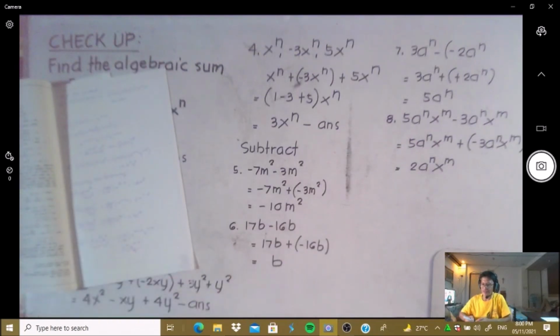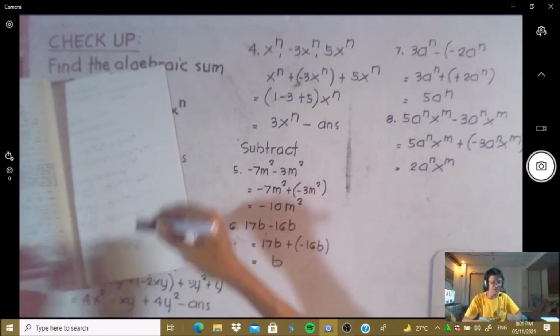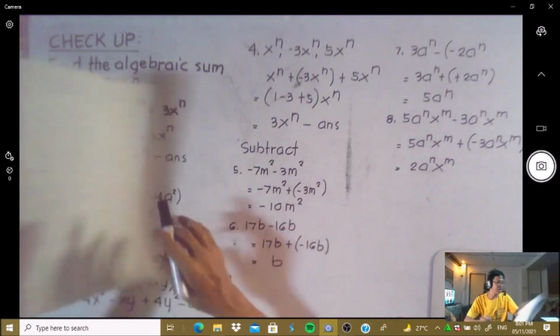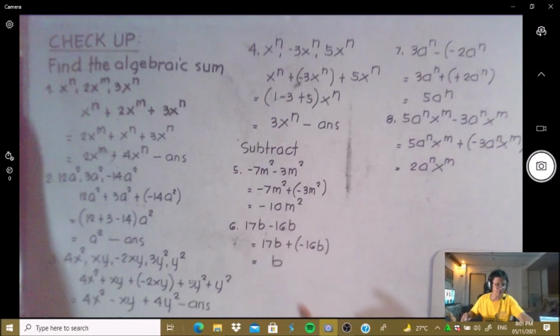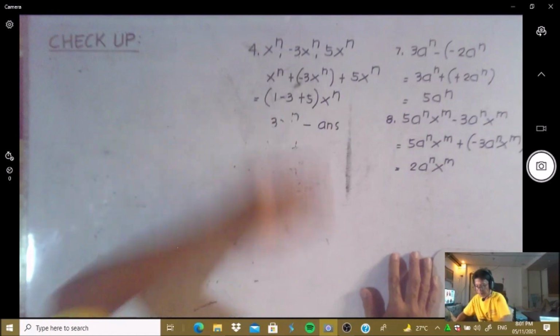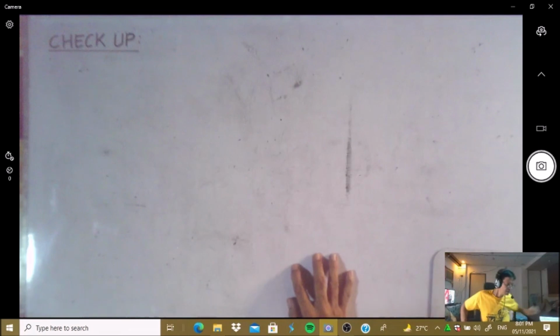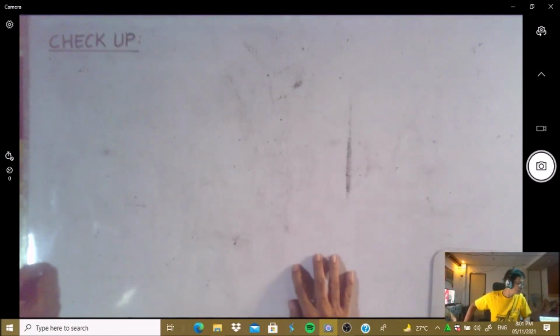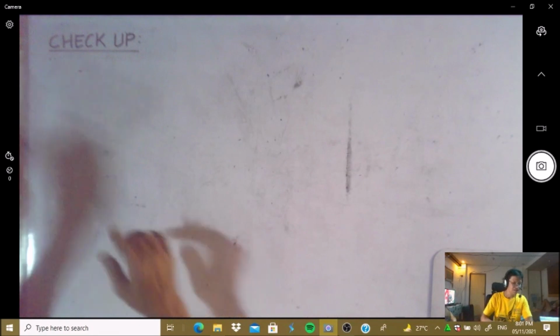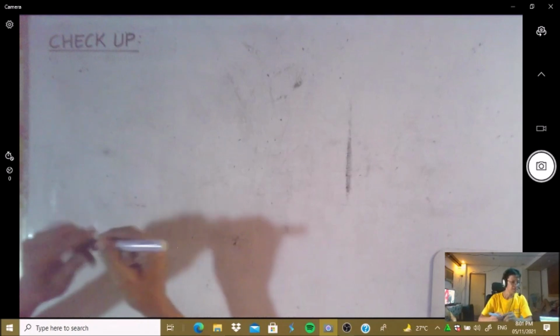Okay, so we are done with addition and subtraction. So next will be multiplication. Okay, so let me erase first our writings on the whiteboard. Okay, so let's proceed to multiplication. Okay, find the product. Okay.